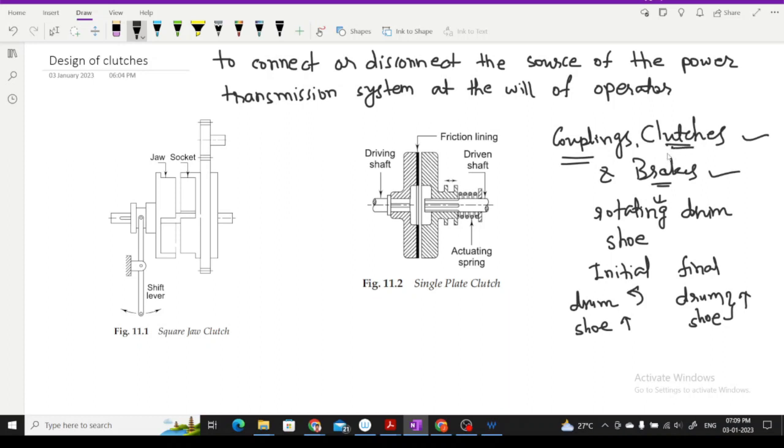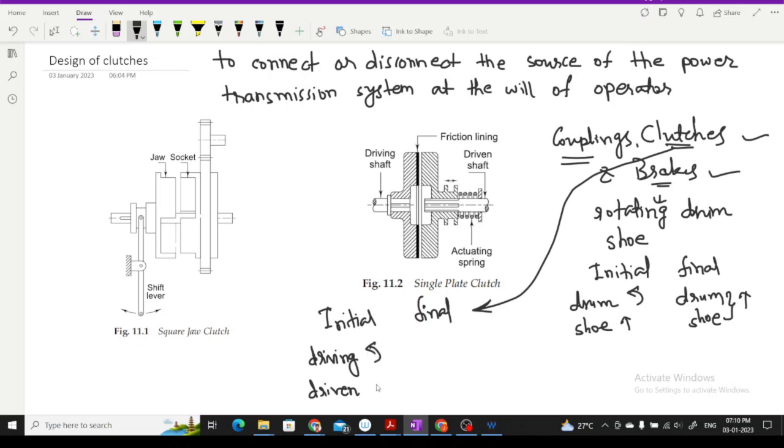Similarly, if you discuss the initial and final condition of a clutch, initially you have one driving member and one driven member. The driving member has rotary motion while the driven member is stationary. But after the engagement or application of the clutch, both the driving and driven members will have motion. So this is how we have the basic things regarding couplings, clutches and brakes.